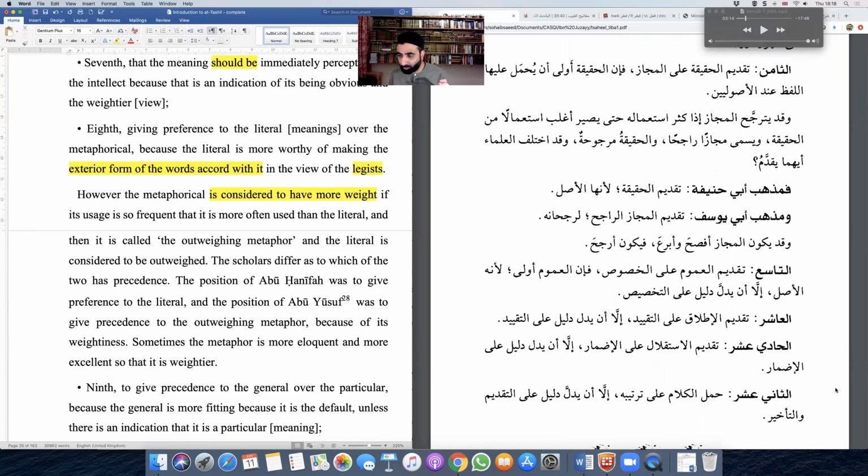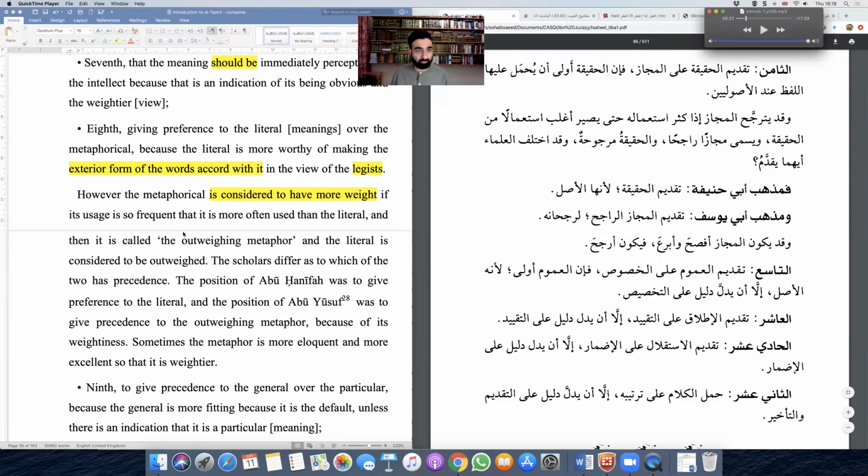Question: is "statement" for qawl in this context clear? Is "interpretation" perhaps more precise? Yes, interpretation would be better than statement generally in this whole passage. Right. فمذهب أبي حنيفة تقديم الحقيقة لأنها الأصل، ومذهب أبي يوسف تقديم المجاز الراجح لرجحانه، وقد يكون المجاز أفصح وأبرع فيكون أرجح. Okay.